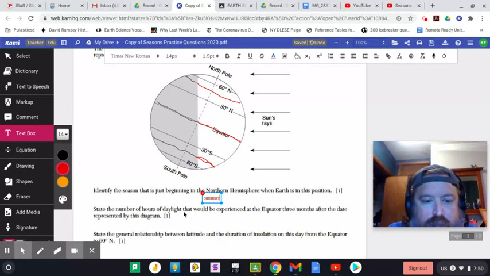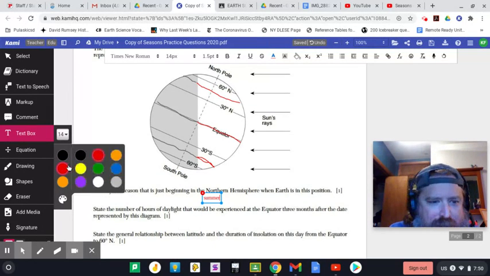Summer. State the number of hours of daylight that would be experienced at the equator 3 months after the date represented by this diagram. Now, I think they try to complicate that question a little bit more than they needed to.